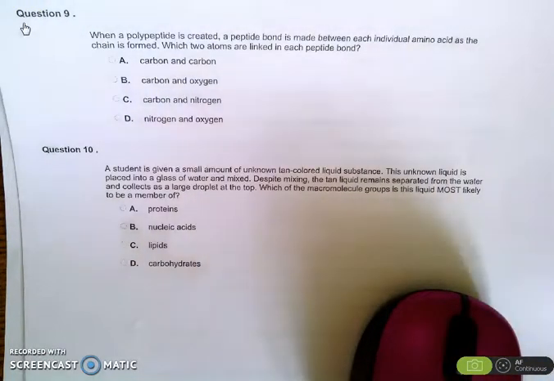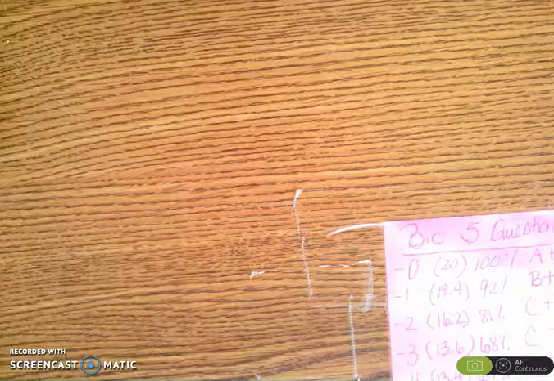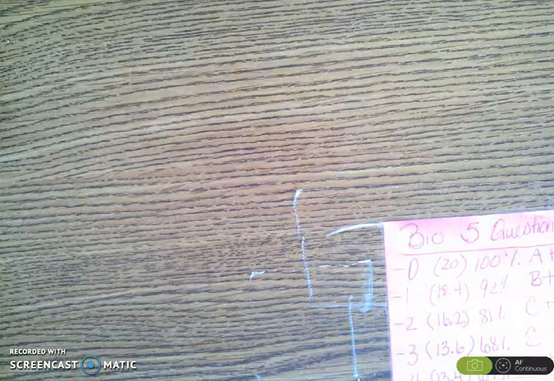Now you need to divide how many you have correct out of 10, and if that equals 75% or above, continue to move on. If it does not, write down organic molecules as something to study.